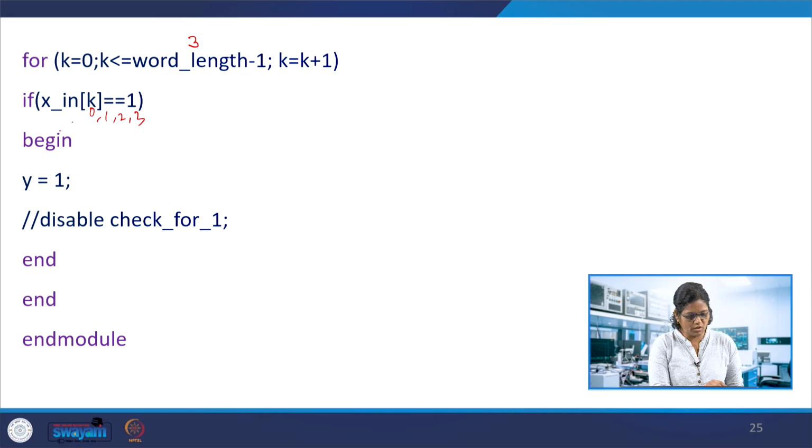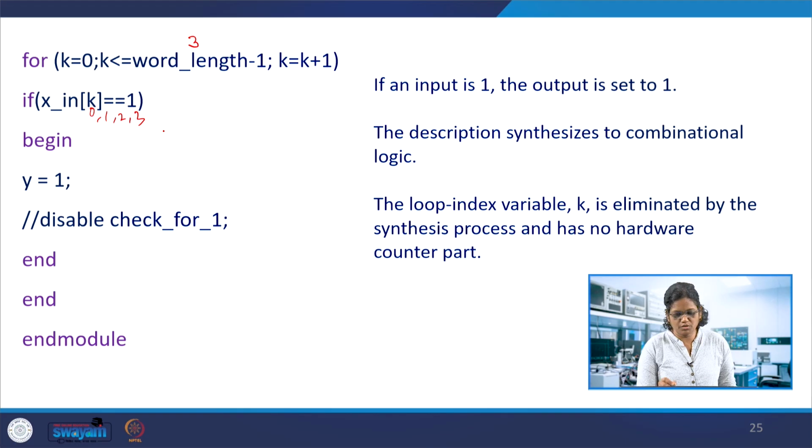This is a loop which is testing whether any one of the input bits is 1 or not. So, for loop, if an input is 1, the output is set to 1 here. If any one of the inputs is 1, this description is synthesized into combinational logic. The for loop is there and always at the rate x in is the sensitivity list.